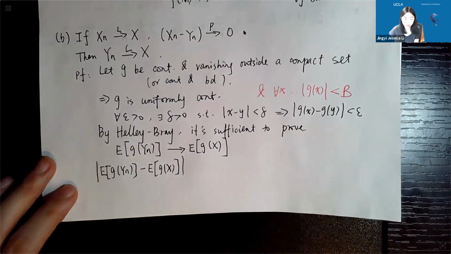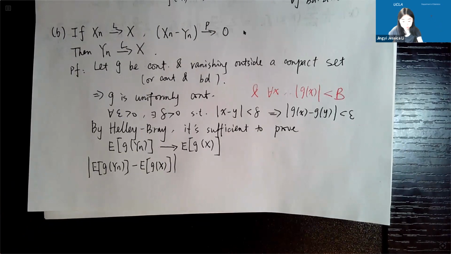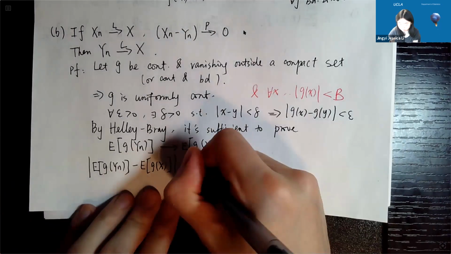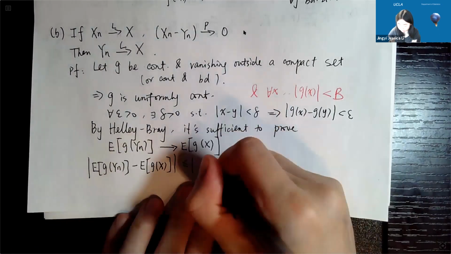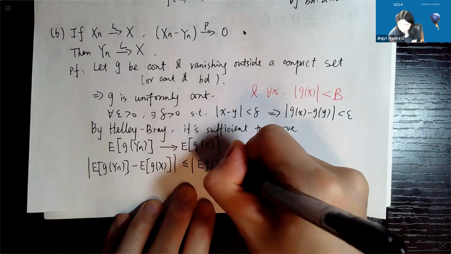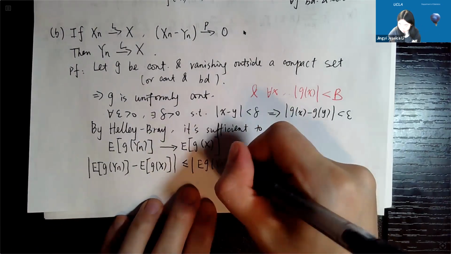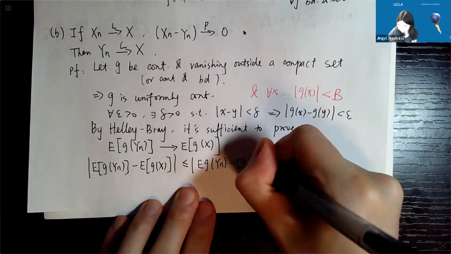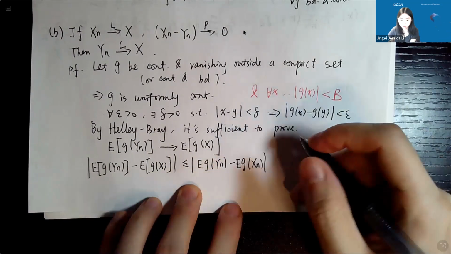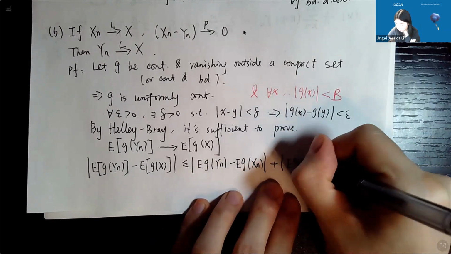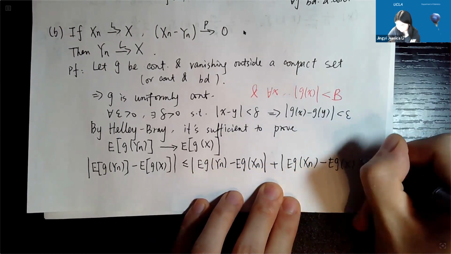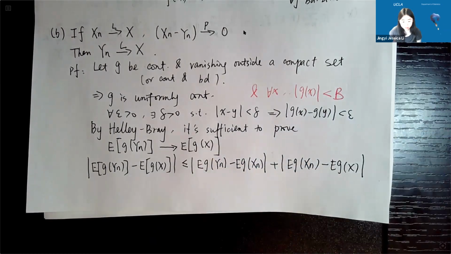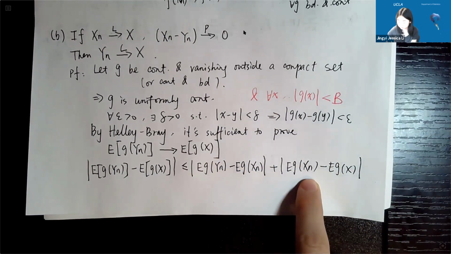This thing, I'm going to write it in two terms. So one is, by the triangular inequality, I will have expectation of G(Yn), I'm going to drop the bracket for simplicity, minus expectation of G(Xn), plus expectation of G(Xn) minus expectation of G(X). So I already know that by Portmanteau, this term is going to 0.